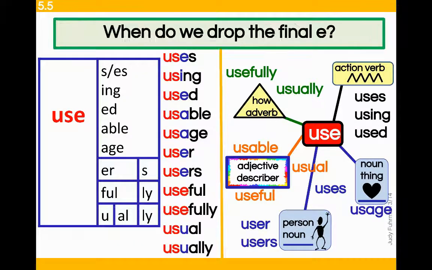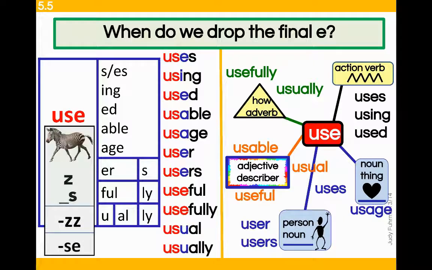But the question we should ask is, when do we drop the final E? We'll talk about that in the next slide. Your zebra card, in this case, indicates the second use and the last use on the zebra card. It makes the Z sound, like in use.